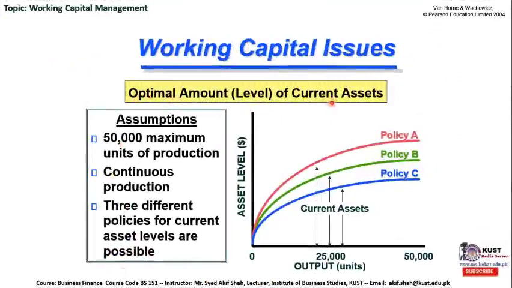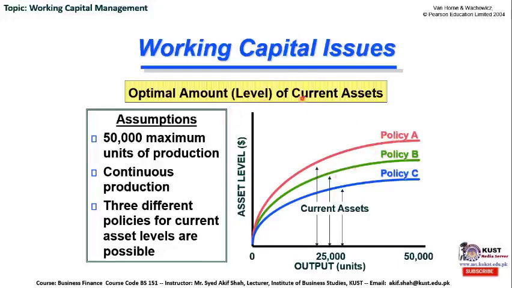The optimal level of current assets needs to be selected. We have certain assumptions in order to understand these working capital management issues. We assume that a maximum of 50,000 units of production has happened in this company. There is a continuous production of goods in this firm. And then the third assumption is that 3 different policies for current assets level are possible.